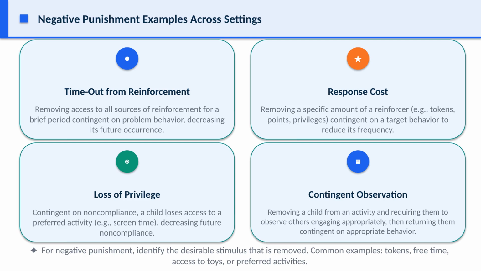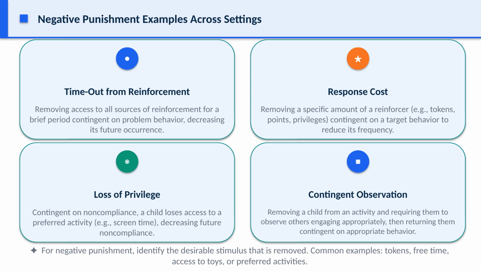Negative punishment removes a reinforcer after a behavior occurs, reducing the behavior's future frequency, and the BCBA exam often tests your ability to distinguish its variations. On this slide, timeout from reinforcement involves removing access to all sources of reinforcement for a brief period contingent on problem behavior. This is not a timeout from the setting, but from all positive reinforcement. Response cost, by contrast, removes a specific amount of a reinforcer, such as tokens or points, which is a more precise procedure often used in token economies.